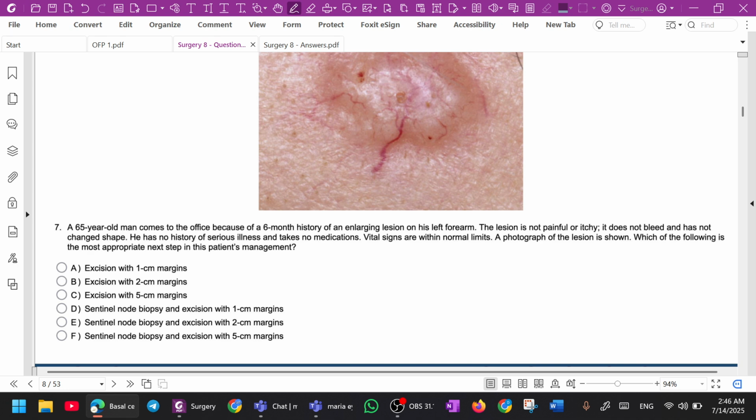I don't think sentinel is needed. Basal cell carcinoma is locally invasive, so we need to know the margin only. So 1 centimeter. Okay, let's see. I think 1 centimeter. BCC, we know that. Okay, we know this one.